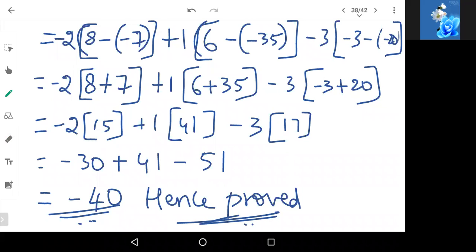Everybody understood? Hence proved. Any doubt in this question?